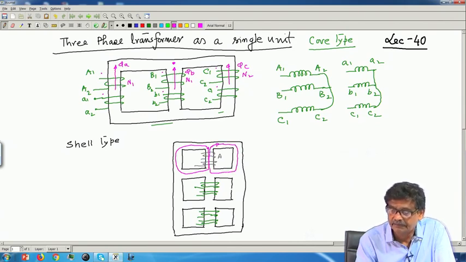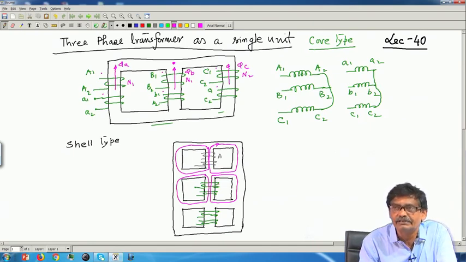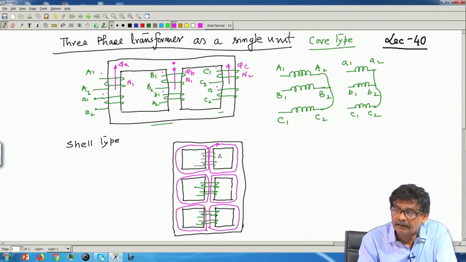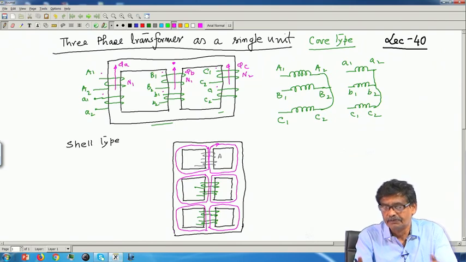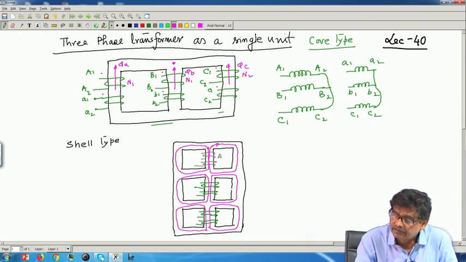Getting the point. Similarly, for B phase, flux paths will be like this, as if they are independent 3 single phase transformers. In fact, they are, but only thing the windings are on the central limb, and here also C phase flux will be somewhat like this. But here the fluxes interact, phi A, phi B, phi C directly. That is why the no load current will be slightly different. So, this is called shell type.